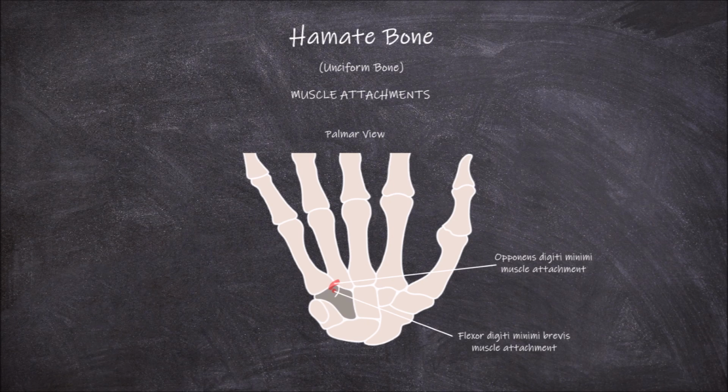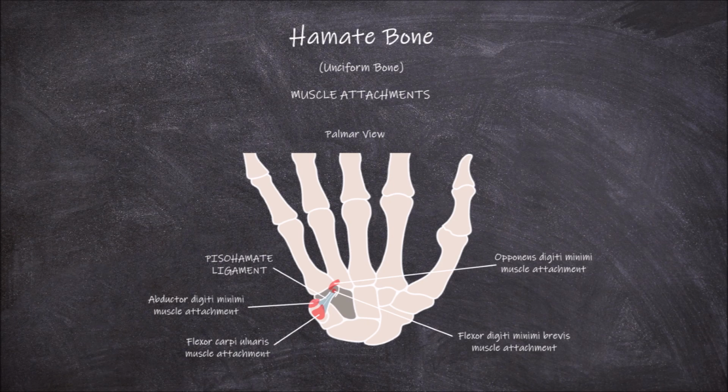2 muscles also attach to this bone via the pisohamate ligament. This ligament becomes a continuation of the tendon of the flexor carpi ulnaris muscle. This ligament is also where a portion of the abductor digiti minimi muscle originates.